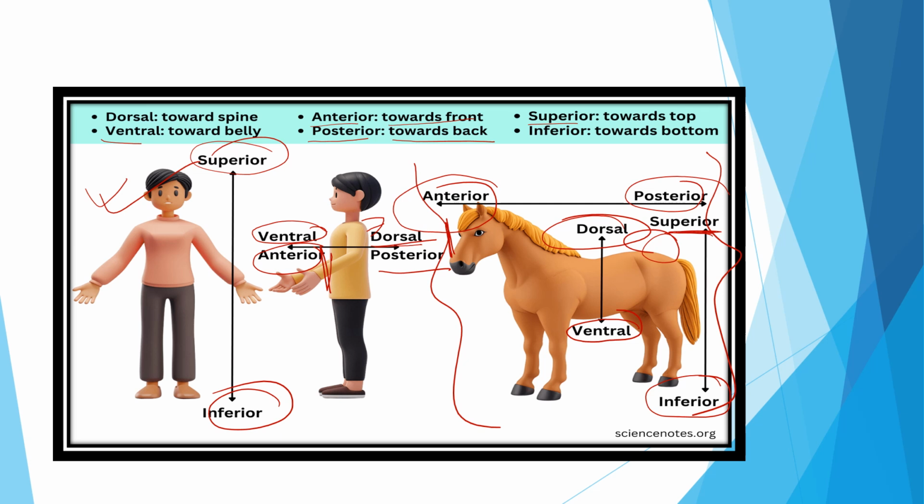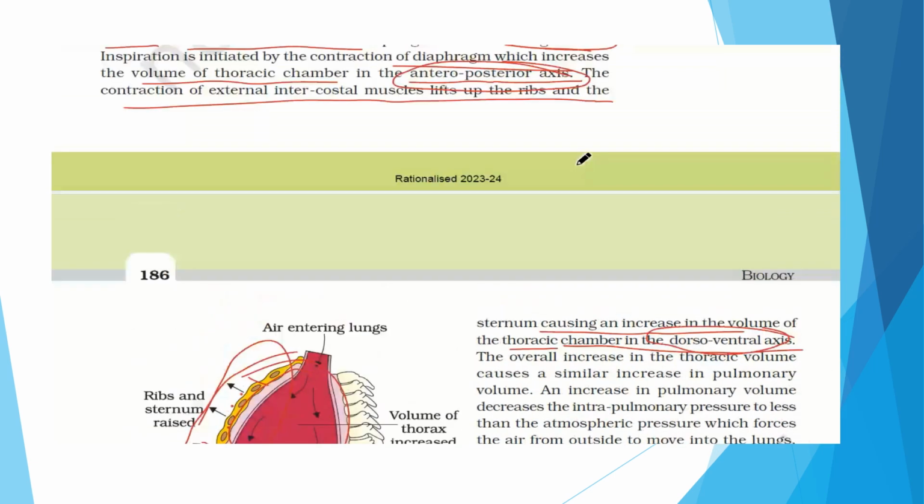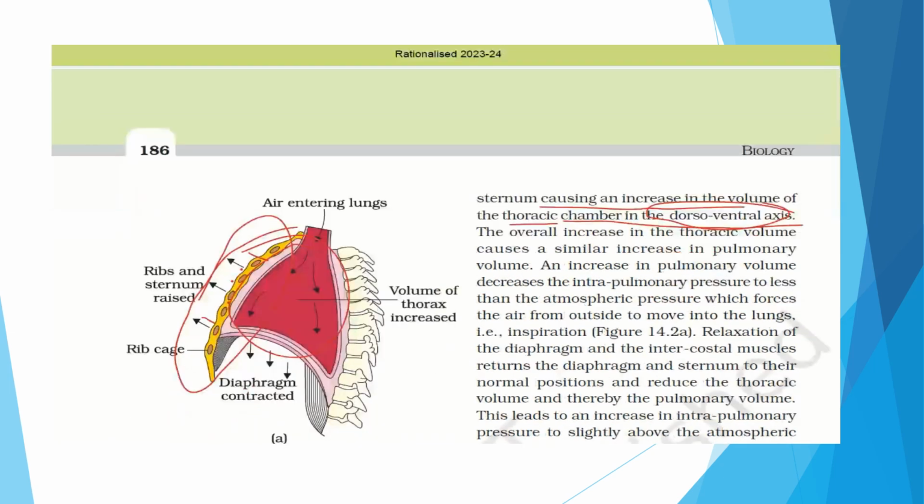So is it clear? Now we will move back to the mechanism of breathing. We have just now told that the contraction of the external intercostal muscles lifts up the ribs and the sternum, causing an increase in the volume of the dorsoventral axis. So the dorsoventral axis is increasing the volume of the thoracic chamber.